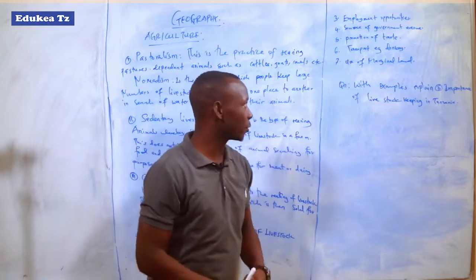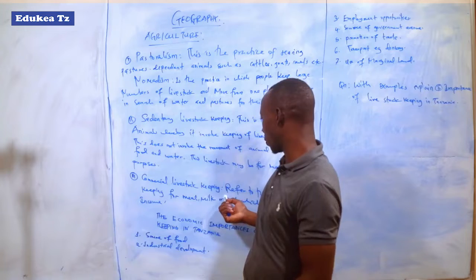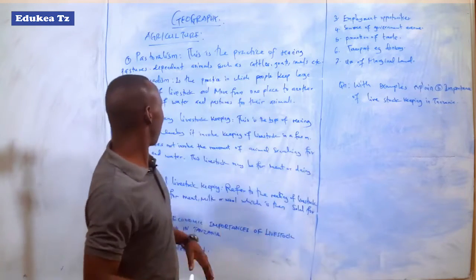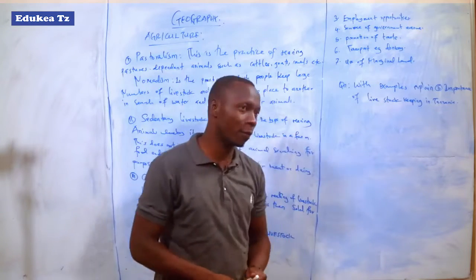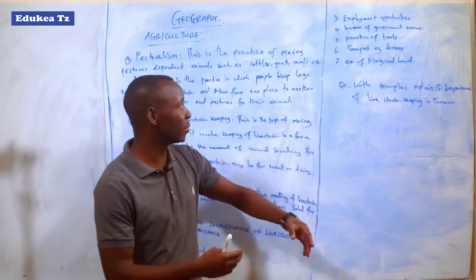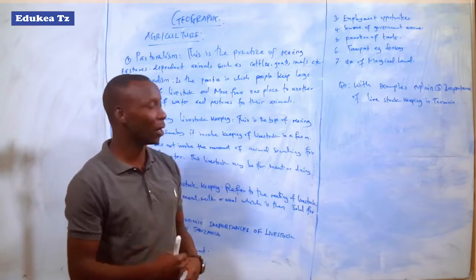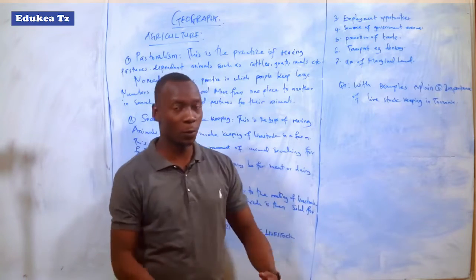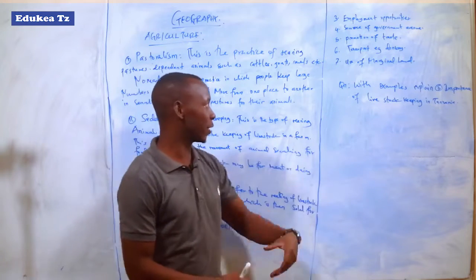Also, point number 6, transport. Commercial livestock keeping, or in general pastoralism, improves transport. Example, the use of donkeys for carrying luggage or carrying different materials from one area to another, or sometimes donkeys are used for domestic purposes, carrying water from one area to another and carrying other goods from one area to another. So the donkey acts as a part of the transport.